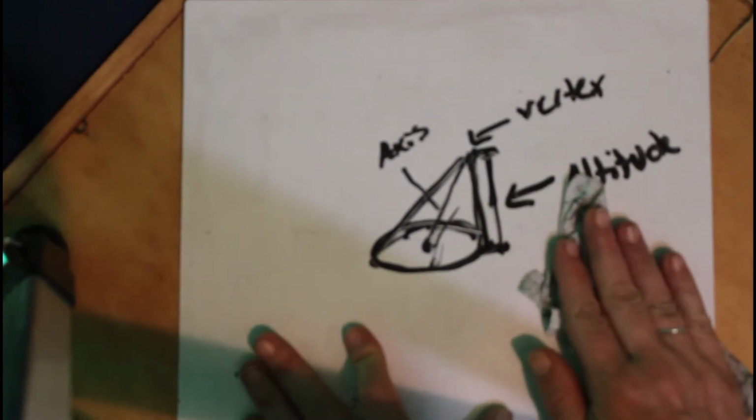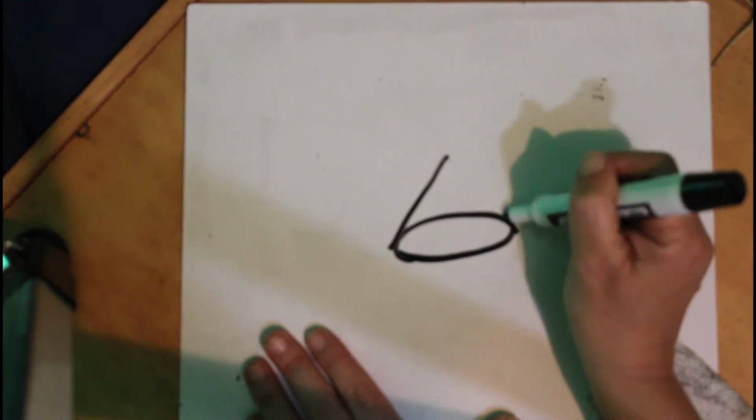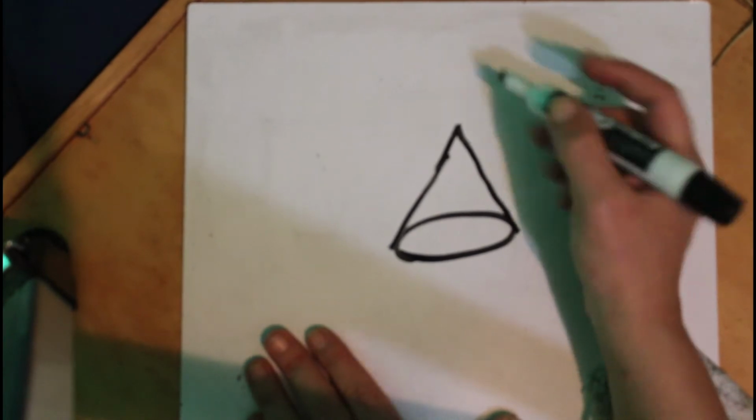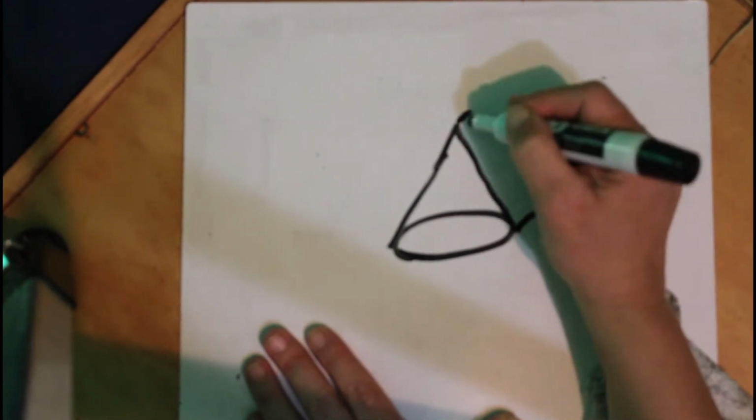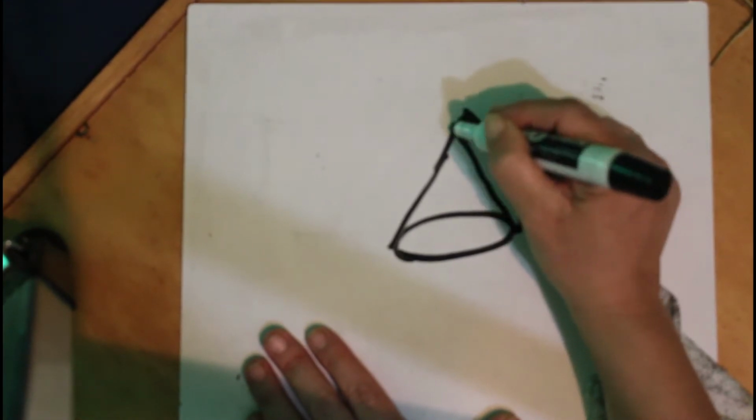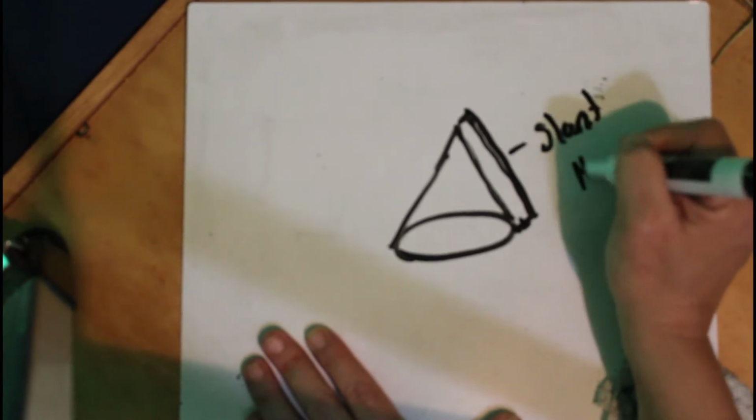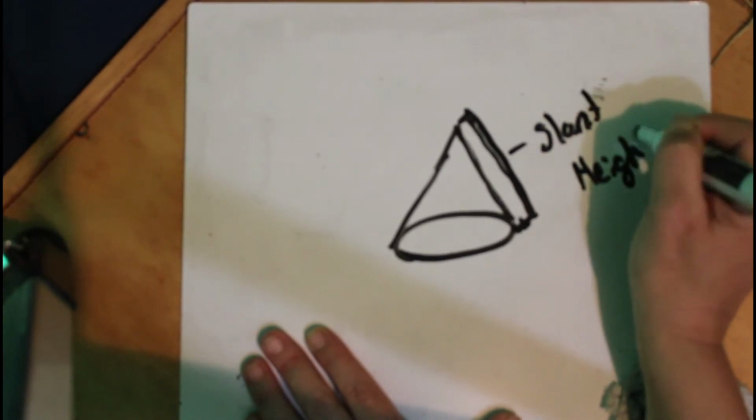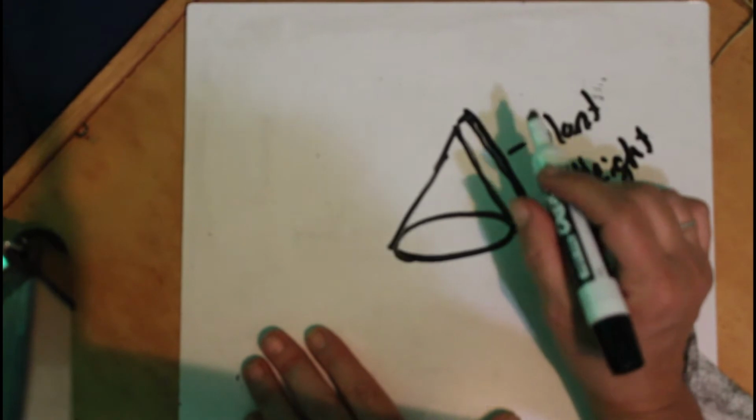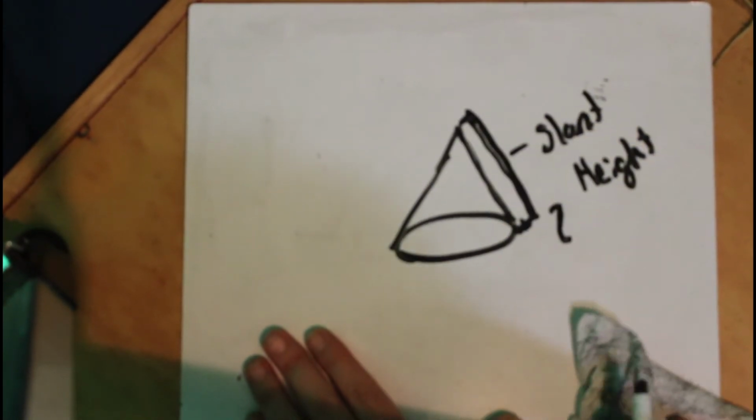There's one more that you would need to know for a cone. So we've got our circle and our cone going up. And that's going to be your slant height. And it goes from here to here. So how far is it from there to there on this surface? And that's your slant height. And for some reason, they label that as L. Little squiggly L.